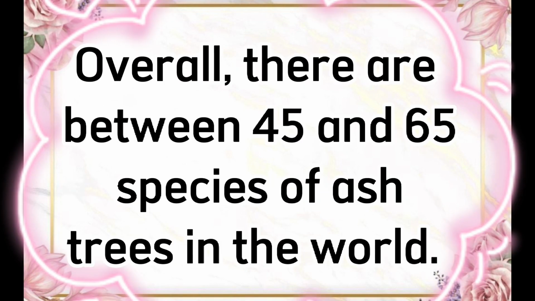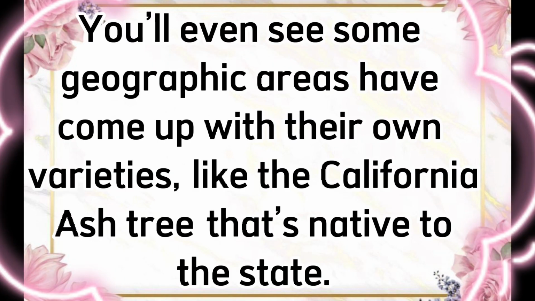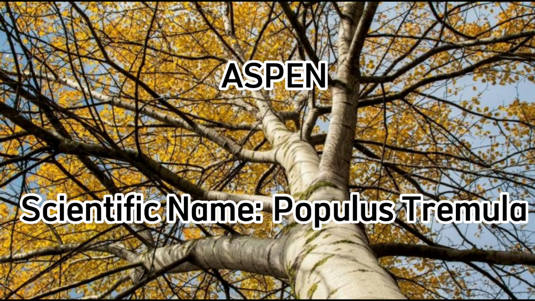Overall, there are between 45 and 65 species of ash trees in the world. The ash will grow in hardiness zones to -9 depending on the species. You'll even see some geographic areas have come up with their own varieties, like the California ash tree that's native to the state. Aspen, scientific name Populus tremula.